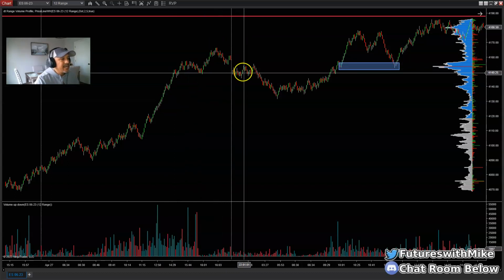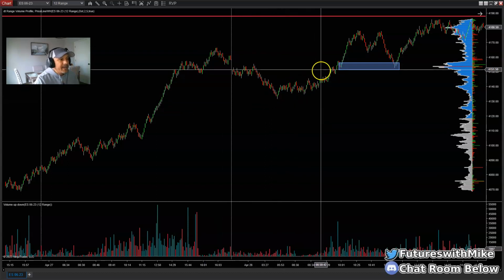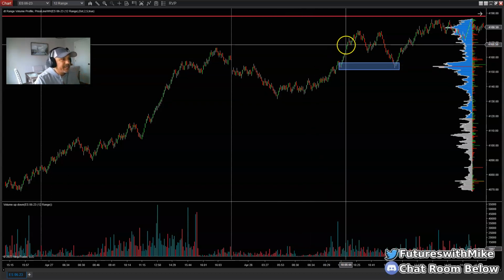Then what does it do? It makes a high here, it pulls back. So the retracement's here, and then it starts doing what? Making higher highs and higher lows back to the upside.